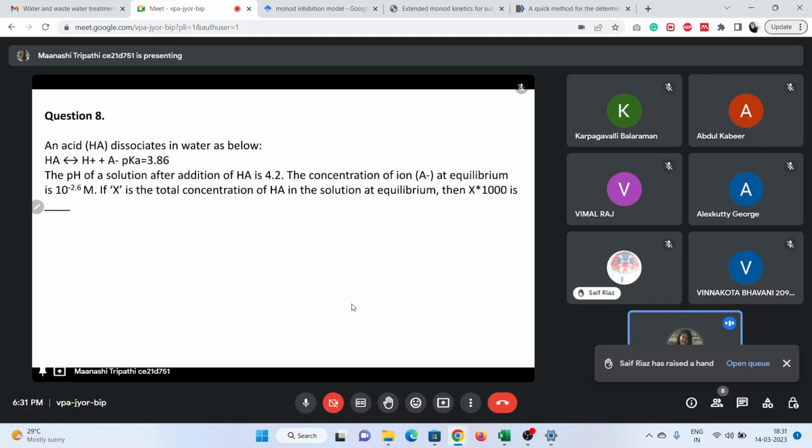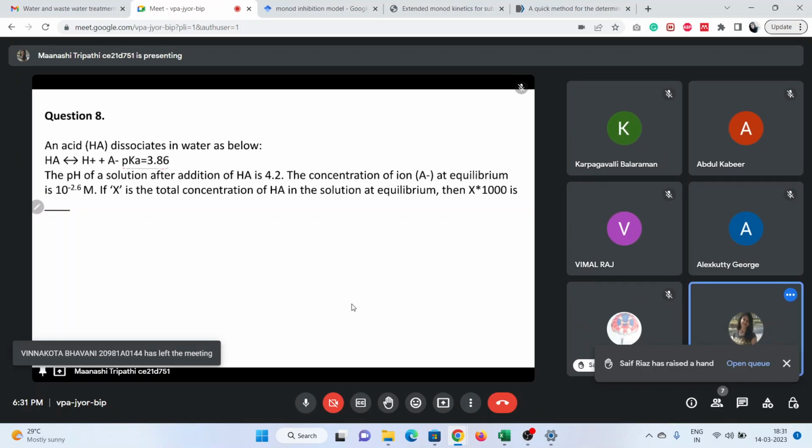An acid dissociates in water as below. I hope you remember the Henderson-Hasselbalch equation. I wrote it as A negative by HA in that form. So remember that equation in that form for solving this question. We have pKa values. The pH of the solution after addition of HA is 4.2. The concentration of A negative at equilibrium is this much. If X is the total concentration of HA in the solution at equilibrium, then X into 1000 is? Do not worry about X into 1000. First try to solve this question.